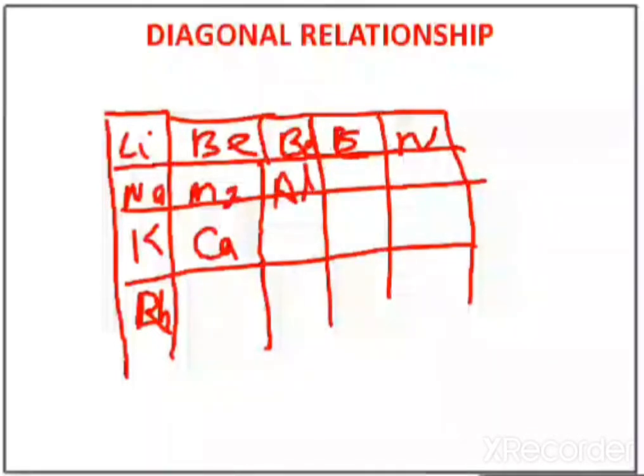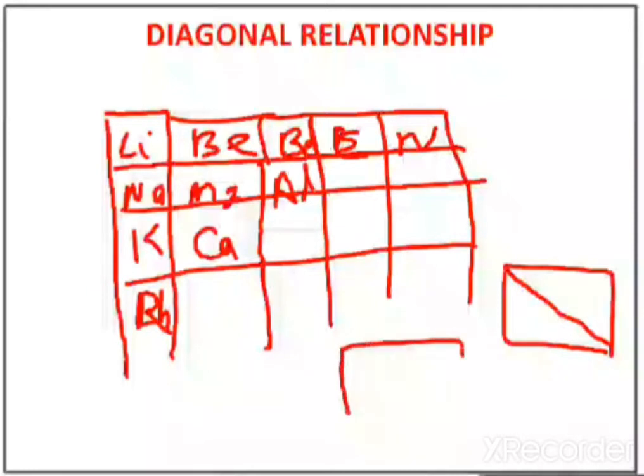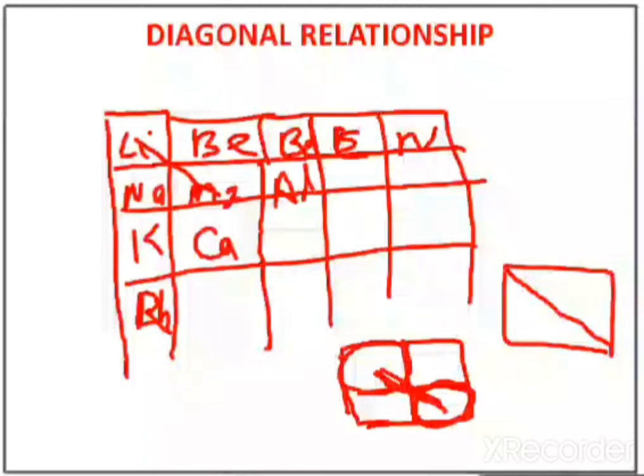So what is diagonal relationship? In a square, what is the diagonal? If we divide a square into 4 chambers, this square is connected with this square, so this is the diagonal. Like that, in the periodic table, this lithium is showing relationship with magnesium. This is the diagonal relationship. Like that, this beryllium is showing similarities with aluminium.